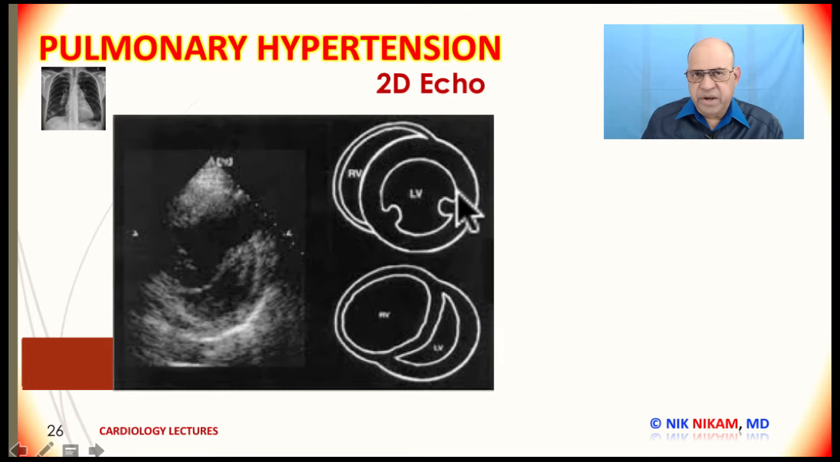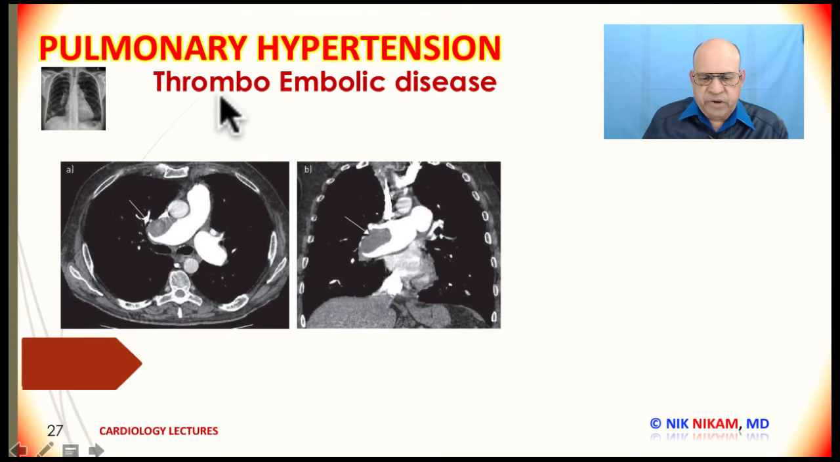Here is a line diagram showing what the normal ventricle should look like and what a ventricle in a patient with pulmonary arterial hypertension looks like. This is the D-shaped left ventricular outline with increased right ventricular size. Of course, if you are dealing with thromboembolic disease, CT angiography is the gold standard for diagnosing pulmonary embolus, and you can see a big filling defect in the main pulmonary trunk representing a large pulmonary embolus.